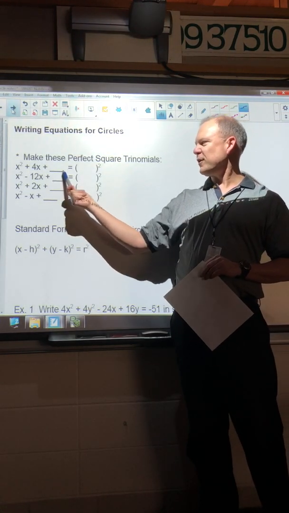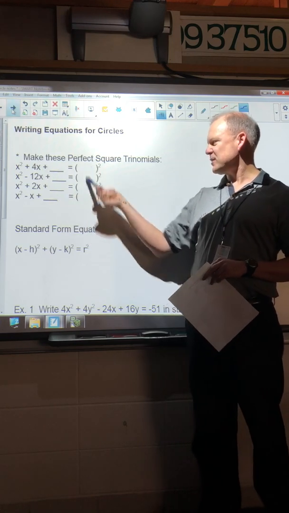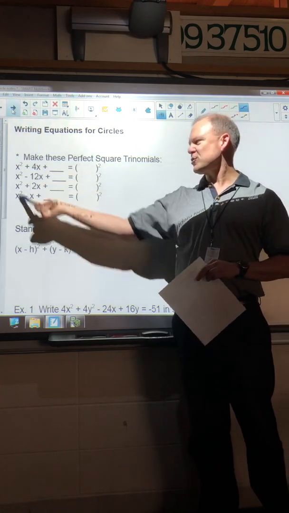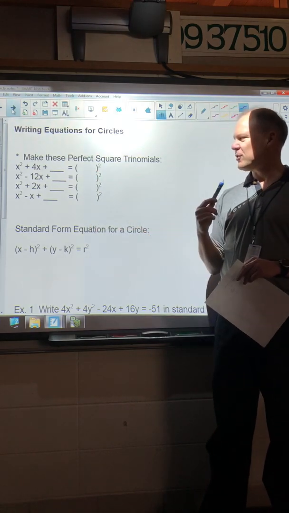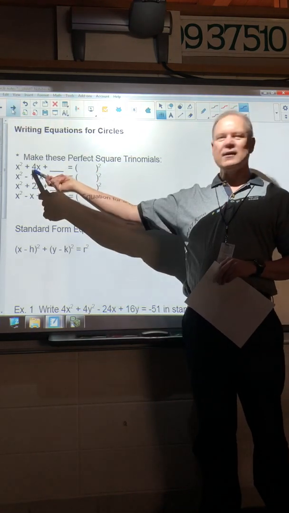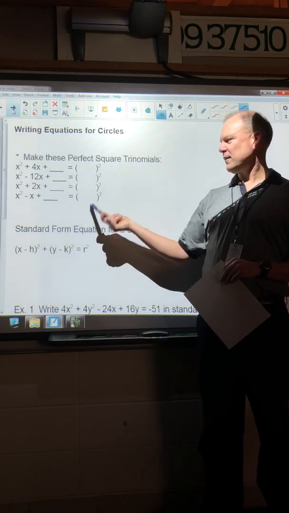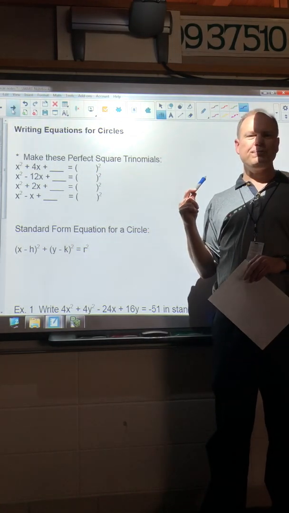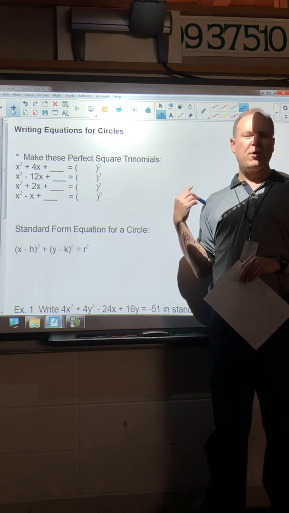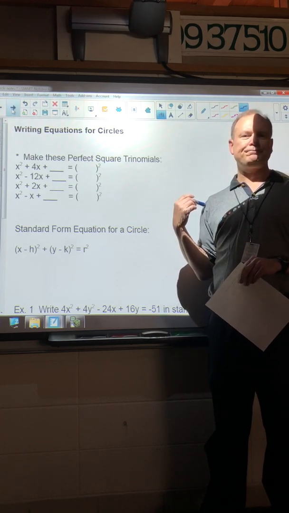So what do you fill in the blank there so that these factor, so these are perfect square trinomials that factor. So you're taking half of the b value, squaring it, that's what goes in the blank there, and then writing it in factored form. So go ahead and hit pause and give those a try.